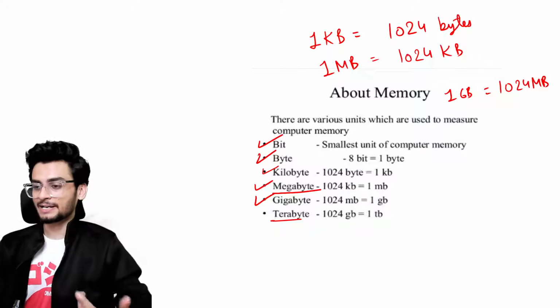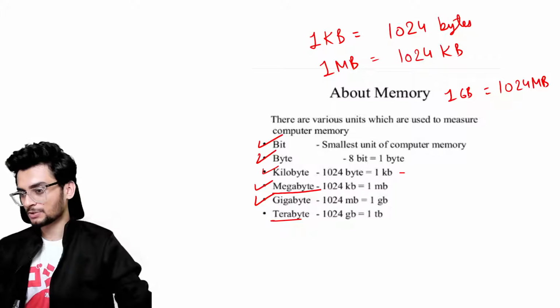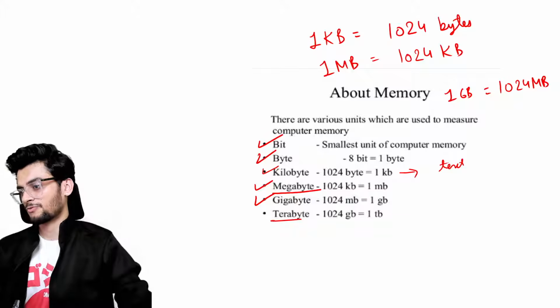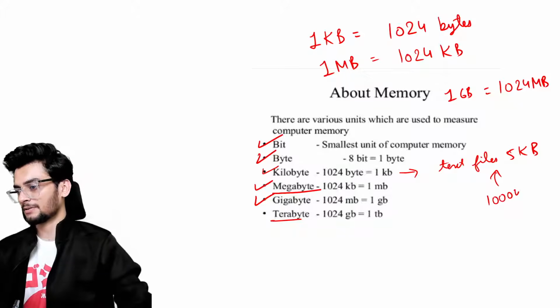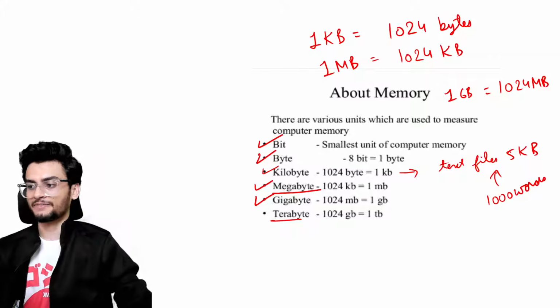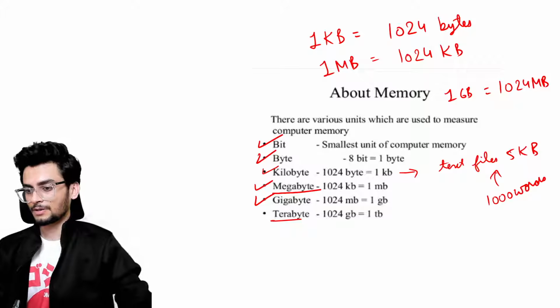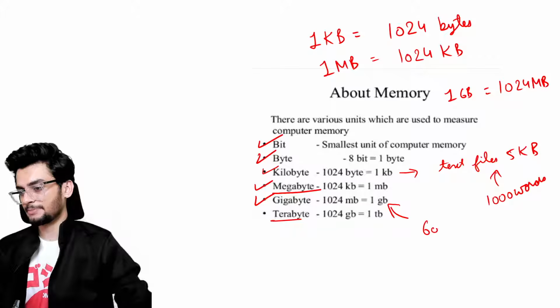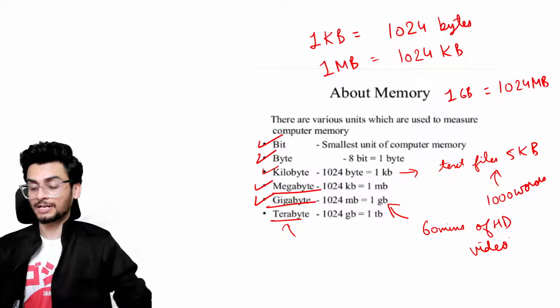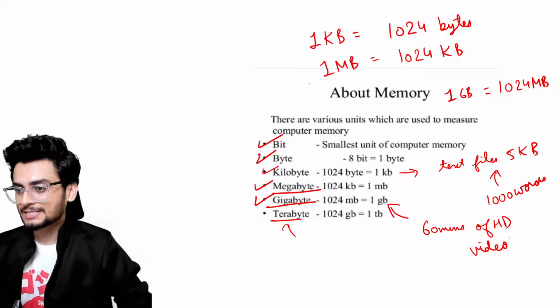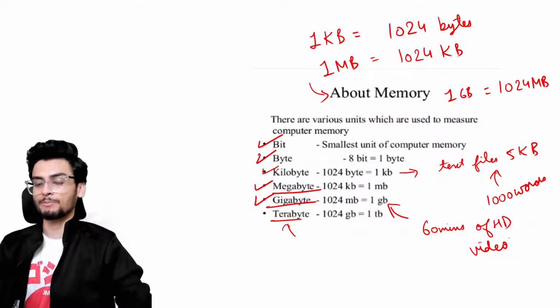Now let me again give you an example. ये storage space कितनी होती है? Your text files are almost 5 KB. अगर आपने probably 1000 words लिखे हैं, that is about 5 KBs. If you want to store about 60 minutes of HD video, that will be stored inside 1 GB, and in 1 terabyte you can store thousands of videos, right? So these are the basic memory units जो हम लोग use करते हैं.